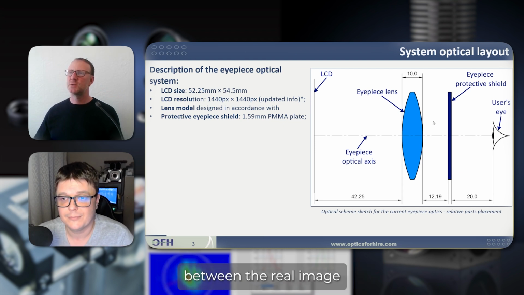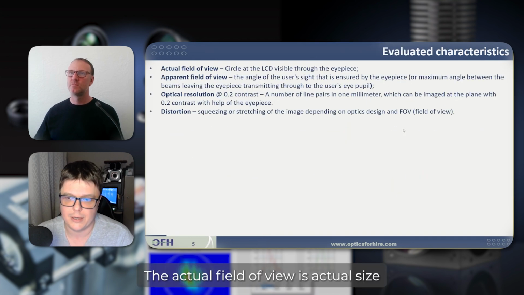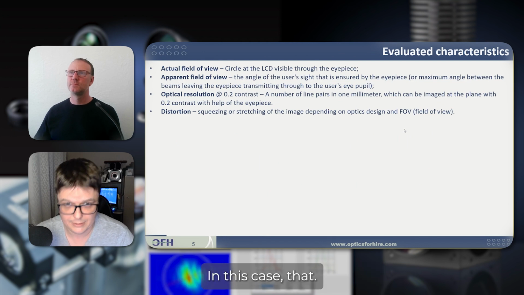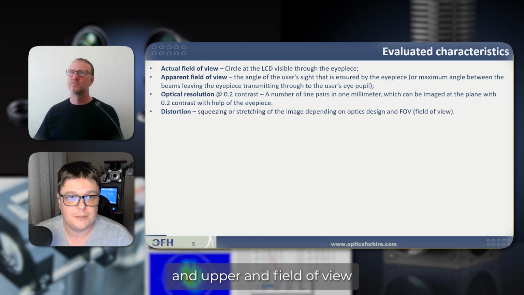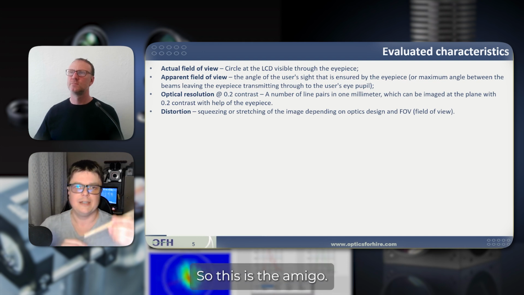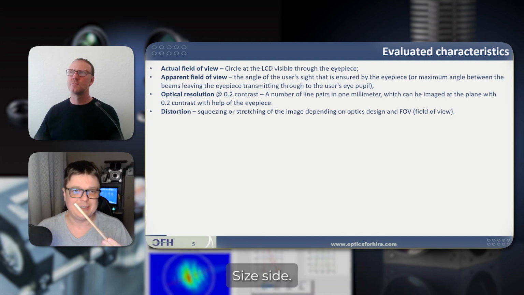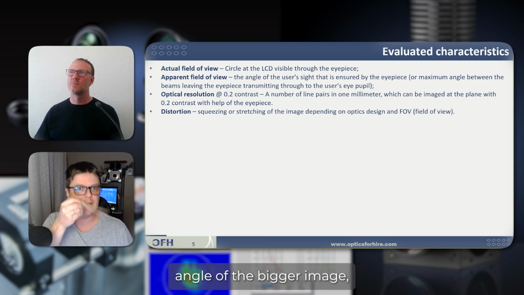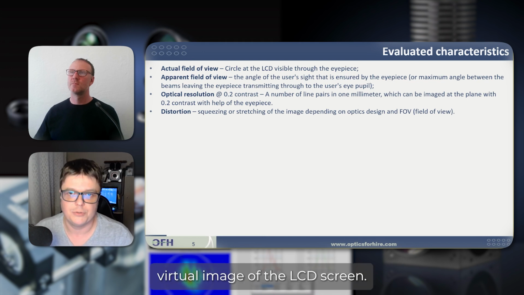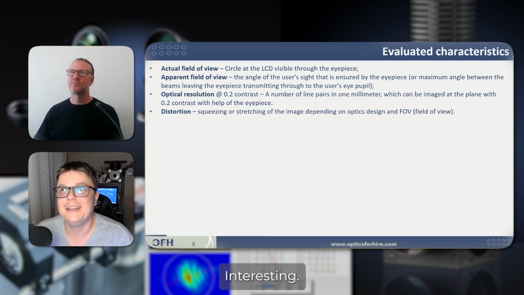Okay, so it's a difference between the real image and the virtual image? Yeah, the actual field of view is the actual size of the LCD screen in this case that is seen through the eyepiece, and the apparent field of view is the angle on the user side. So this is the angle, this is the optical axis, and this is the angle of the human side. So we can look up, down, and the wider the angle, the bigger the virtual image of the LCD screen the user will see. Okay, and so is the apparent field of view generally larger than the actual, or the other way around? Interesting question.